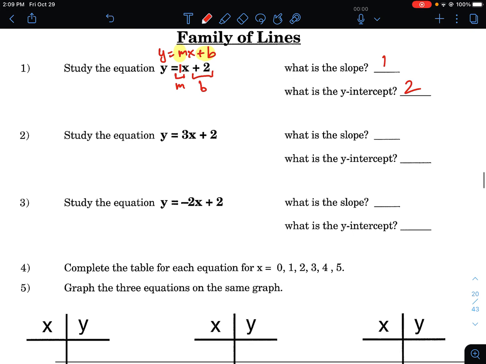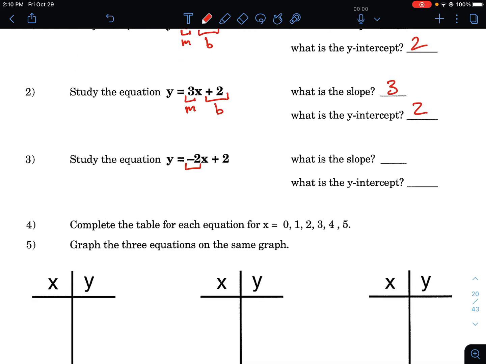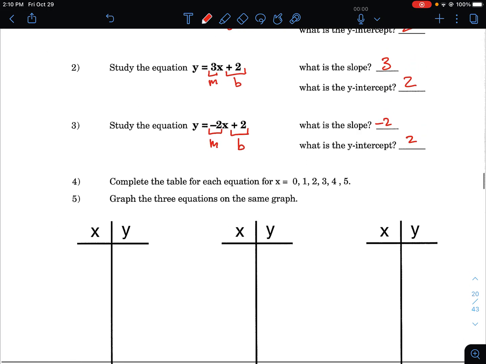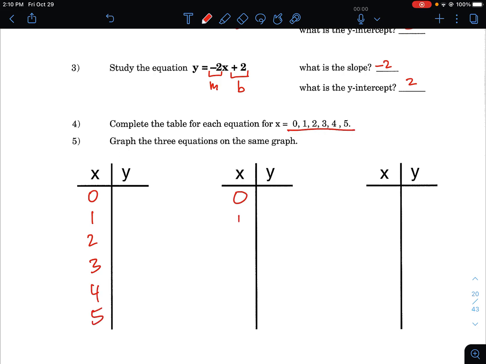Let's look at the slope of my second line. That's easy. 3 is being multiplied by x, so that is my m, plus 2 is my y-intercept. So 3 and 2. And my third equation, negative 2 is my slope, and positive 2 is my y-intercept. So negative 2 and 2. So let's complete the table for each equation. I'm just going to write 0, 1, 2, 3, 4, and 5, just like they said. Do that with all of them.